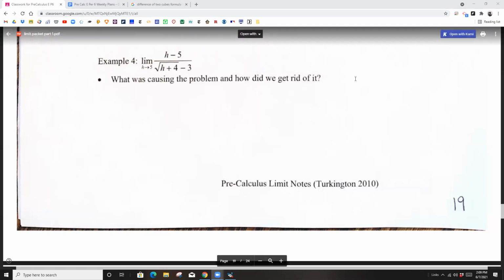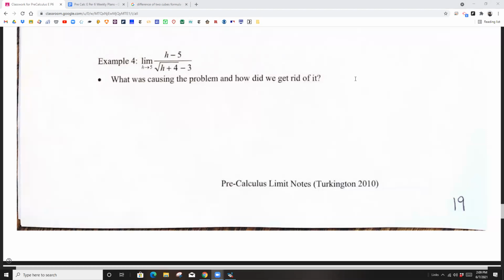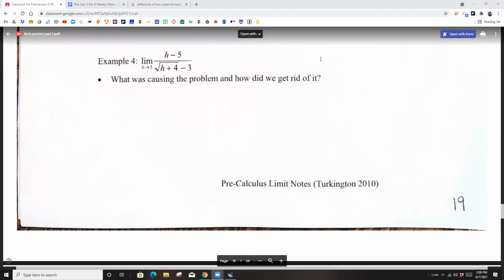Oh, no problem. So the issue is really dividing by 0. So I'm trying to get rid of the root h plus 4 minus 3, because if you plug 5 into there, you're going to get square root of 9, which is 3, minus 3 is 0. So we want to get rid of that. So I'm going to get rid of it by multiplying the denominator and the numerator by root h plus 4 plus 3. So that's what it means to be the conjugate pair. It's the same numbers, but instead of subtracting, we're adding. All right, and then root h plus 4 plus 3.